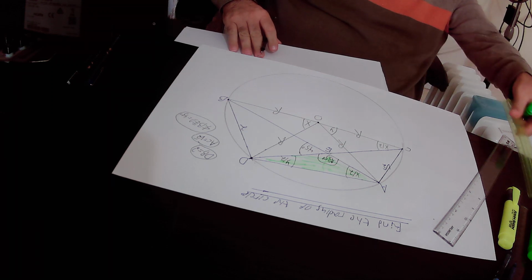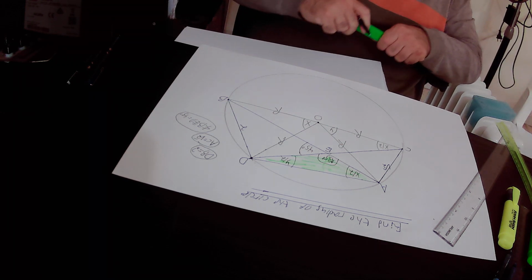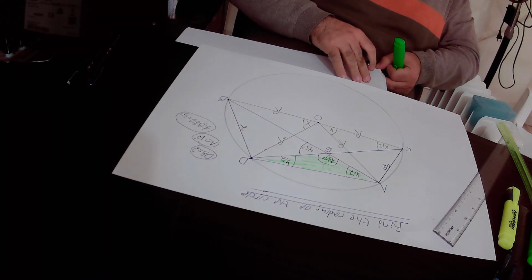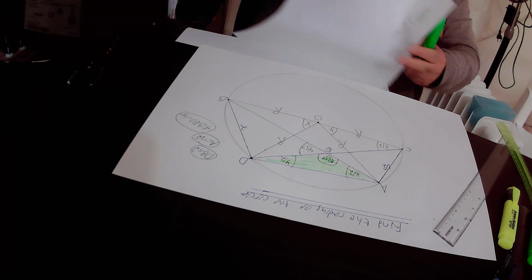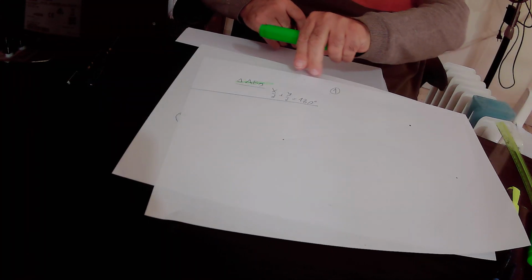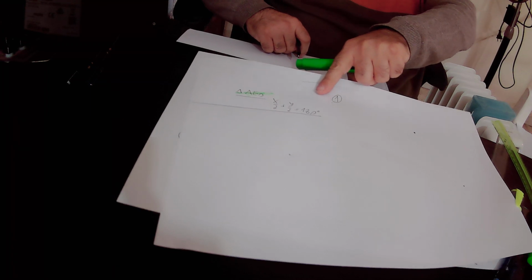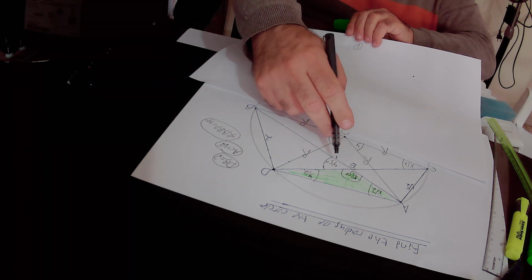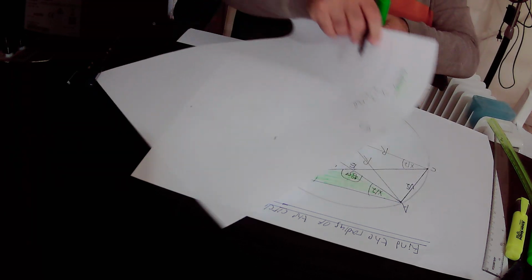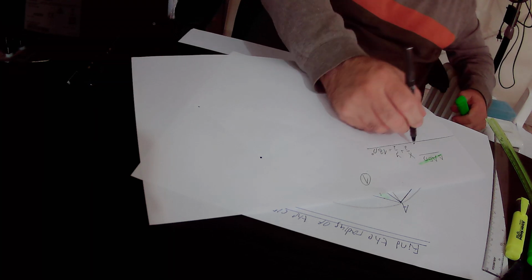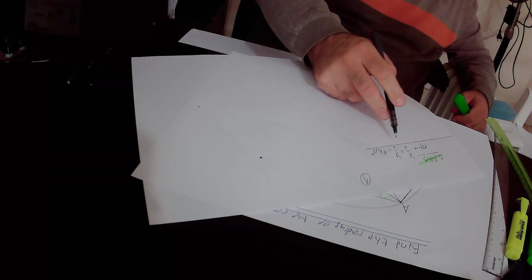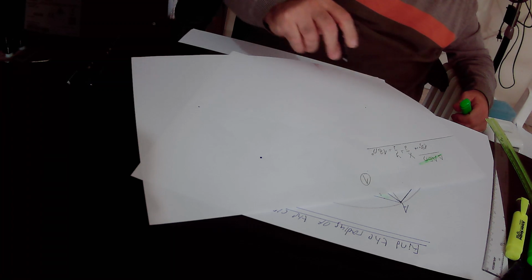Repeat again. In the green triangle, triangle AED, the sum of the angles equals 180 degrees. That is to say, x over 2 plus y over 2 plus 135 degrees, in total, must be equal to 180 degrees.